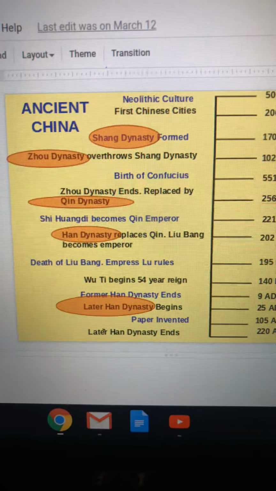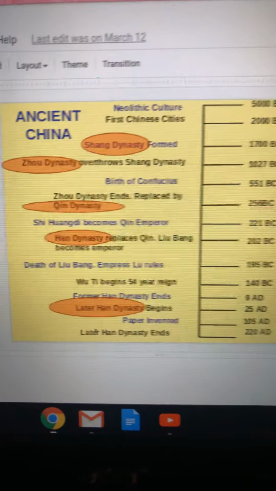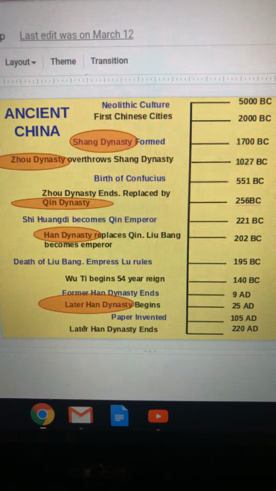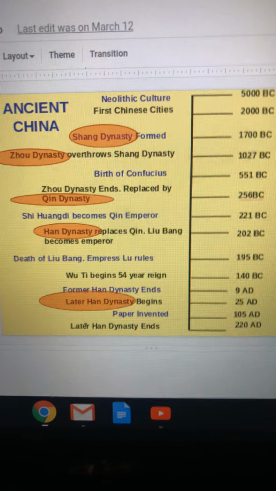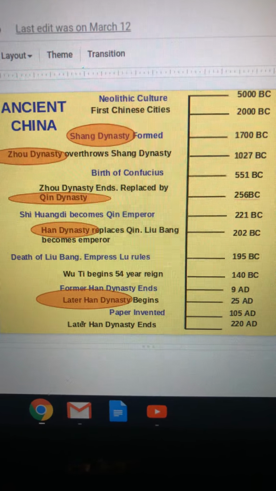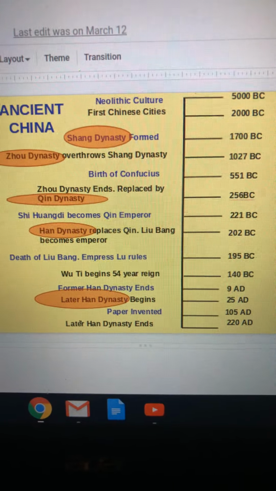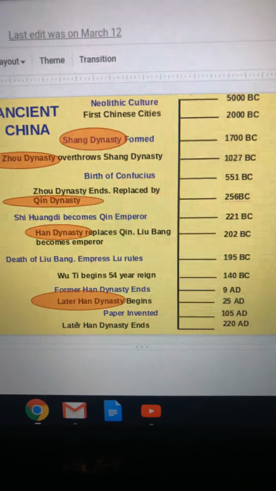The first thing that I'm going to show you is a timeline of the four main dynasties that we're going to look at. So right here you can see what the four dynasties are. You have the Shang dynasty that was formed in 1700 BC. You have the Zhou dynasty that was in 1027 BC. You have the Qin dynasty that was established in 256 BC. And you have the Han dynasty that was designed in 202 BC.